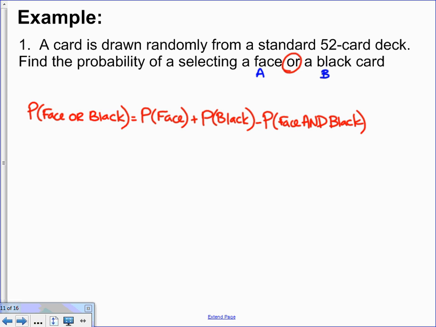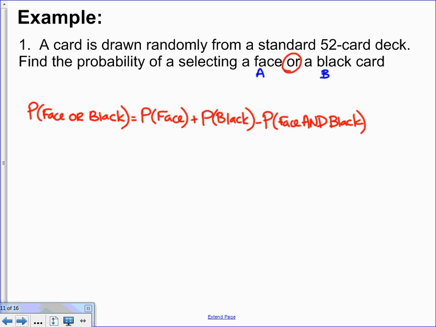One way to check that you've got the right formula, just reread it with A's and B's and make sure it says the same thing as our formula up at the top there. The probability of A or B is equal to the probability of A plus the probability of B minus the probability of A and B. Okay, so I just filled in different outcomes instead of A and B.